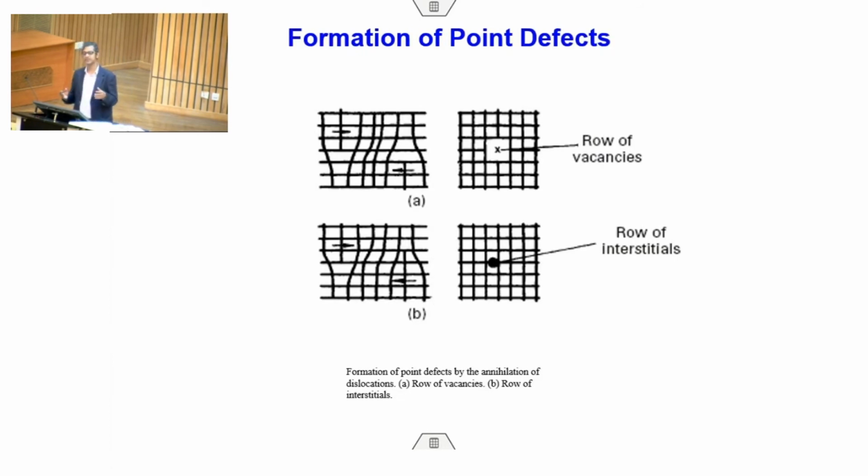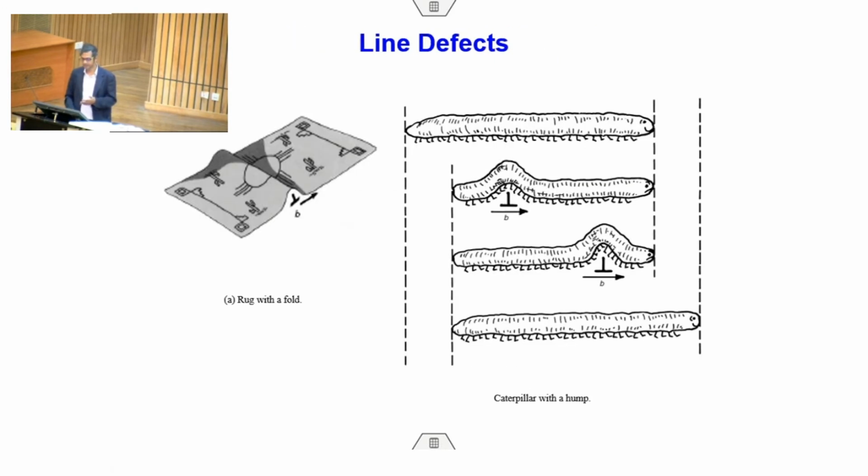Sometimes the interstitials can come together and form a row of vacancies, or a row of interstitials. So defects can be extended also. This is all possible in different kinds of materials. But the most important defects are the line defects. So what are line defects? In order to understand line defects, think of the mattress.